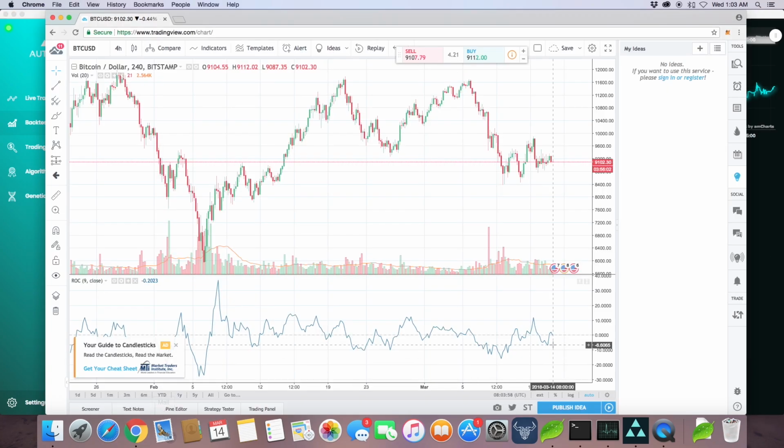So let's look at Bitcoin's chart, and you can see that the ROC fluctuates above and below this zero line here. When we see this come above the zero line, that's an indication of upward buying pressure or momentum, while the negative values down below zero indicate high selling pressure and negative conditions in the market.